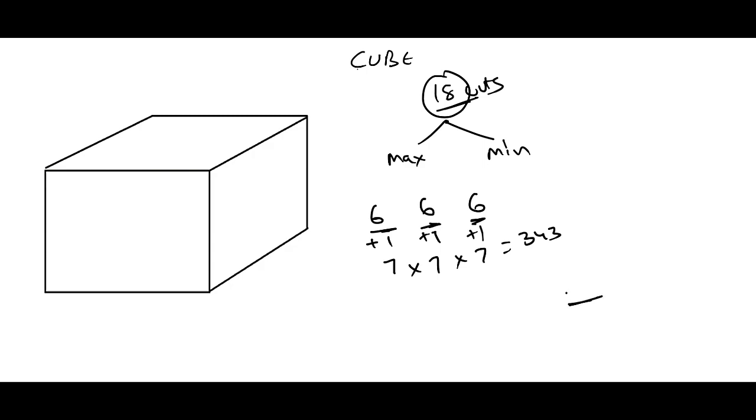Coming to minimum, if we make 18 cuts in only one direction, we'll get 1 piece extra, that is 19 pieces. So here the procedure is just opposite, where we have to add 1 and then multiply. We have maximum on 3 directions and minimum on one direction.